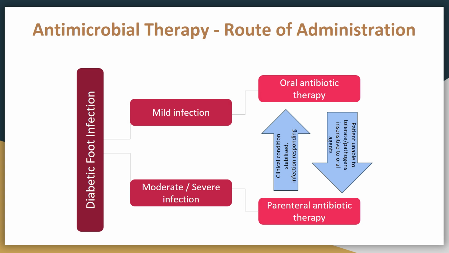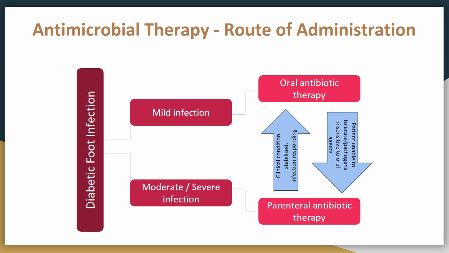For mild infections, consider oral antibiotic therapy. Compared with parenteral therapy, treatment with oral antibiotic agents is more convenient, not associated with infusion-related complications, and generally less expensive. If the patient is unable to tolerate or the pathogens are insensitive to oral agents, parenteral antibiotic therapy should be considered. For most severe infections and some moderate infections, the IWGDF recommends administering parenteral therapy initially.